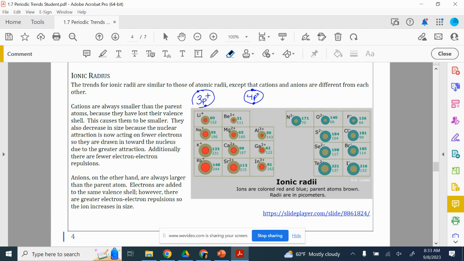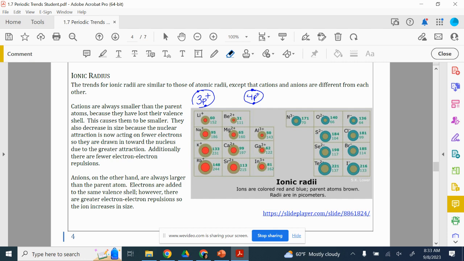So as we move across this way in the same row, they're going to get smaller for their ionic radius. Now going down, they're going to get bigger because they've got more layers. Okay. All right. You got metals taken care of? You ready for non-metals? All right.